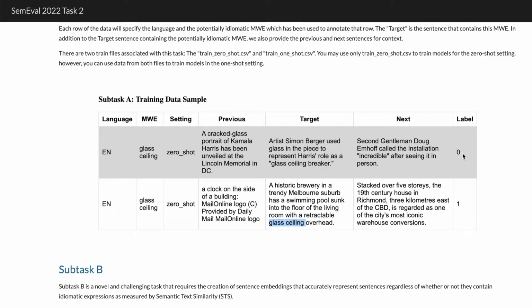Notice also that the label 0 is used to represent idiomatic and the label 1 is used to represent non-idiomatic. Non-idiomatic includes cases such as proper noun, and so if this sentence used glass ceiling as a proper noun, then that example would also be labeled 1.